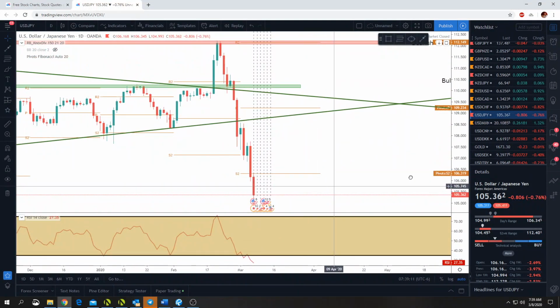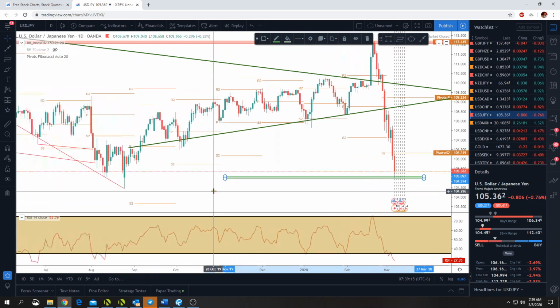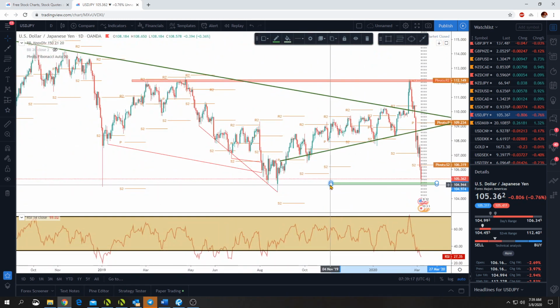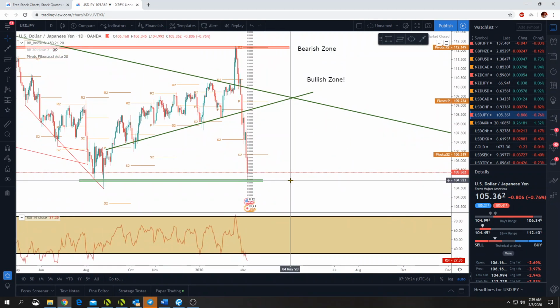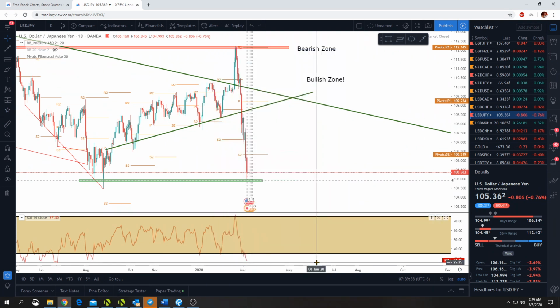USD JPY, kind of the same thing. I'm not bullish quite yet on it. I kind of want to see price, if we get a double bottom right here at 104.923, then I'll look to buy. And that wraps it up.